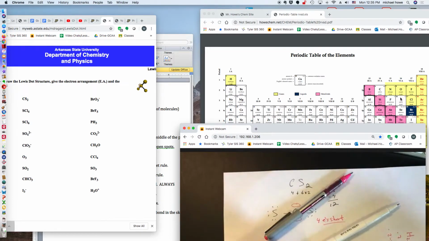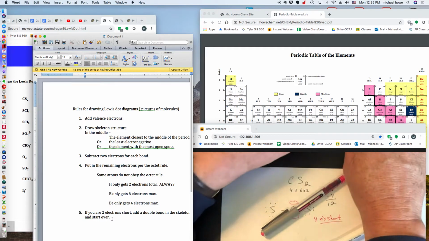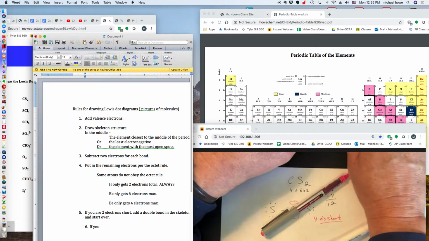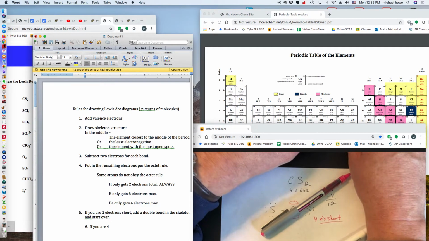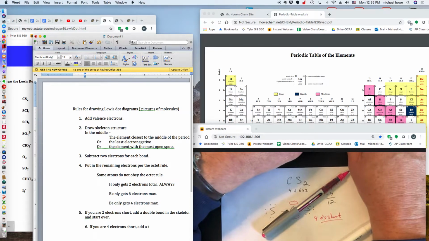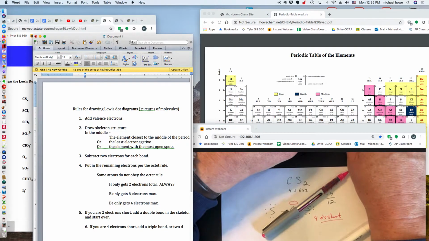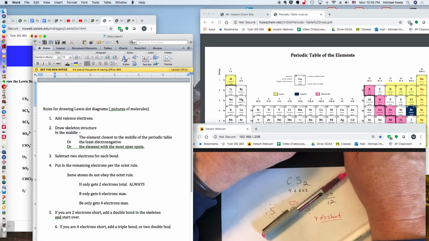So the 5th rule is, excuse me, the 6th rule is, if you are 4 electrons short, add a triple bond or 2 double bonds and start over.